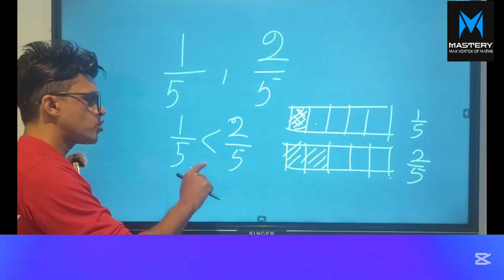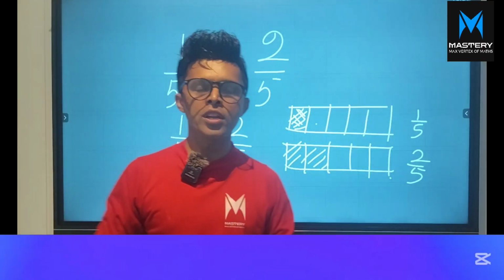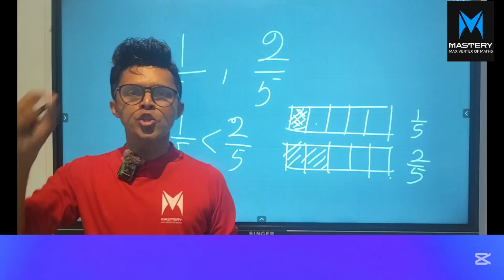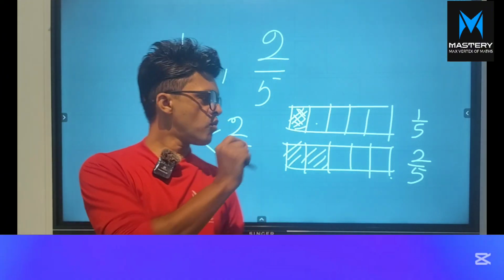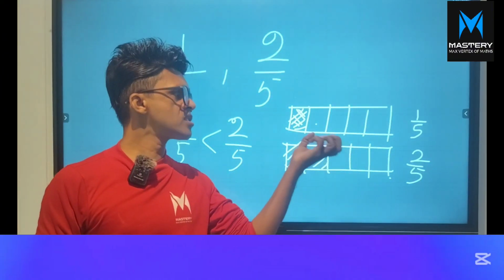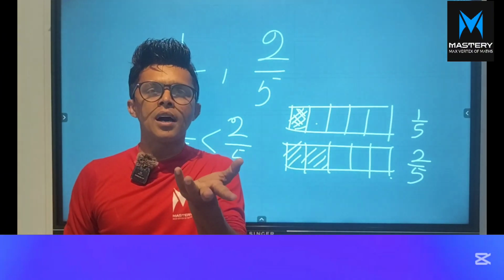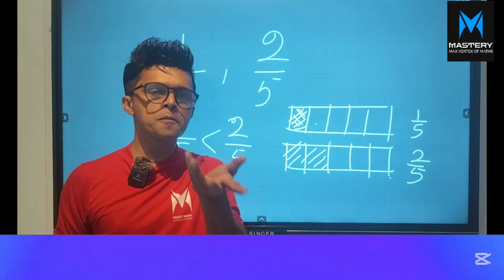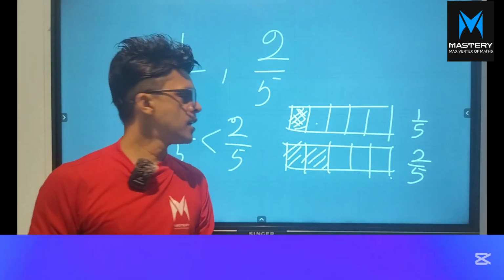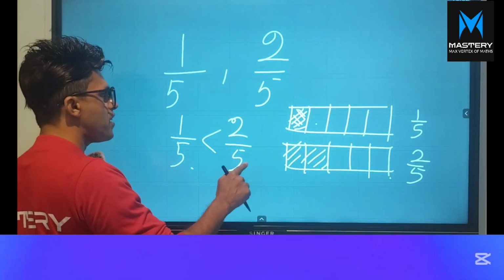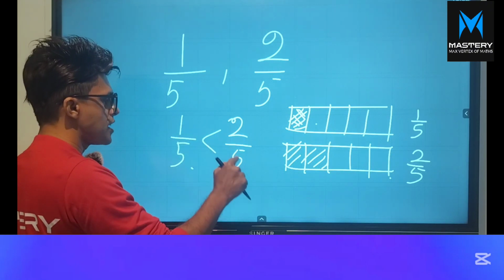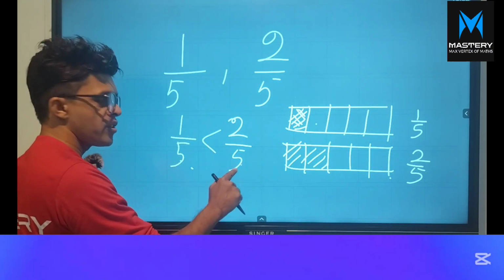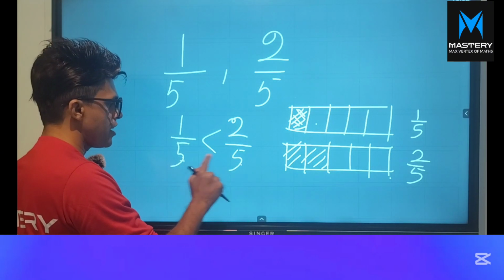So you could see that every time, there is no need to draw these types of diagrams to get the answer. But why did I draw these 2 diagrams? So as to convince you, so as to teach you this segment properly. So here the denominator is equal, 5 and 5.